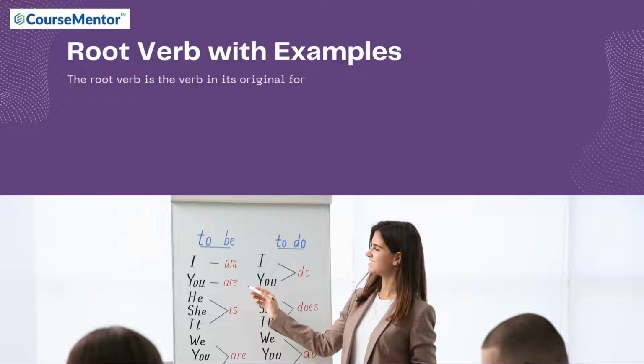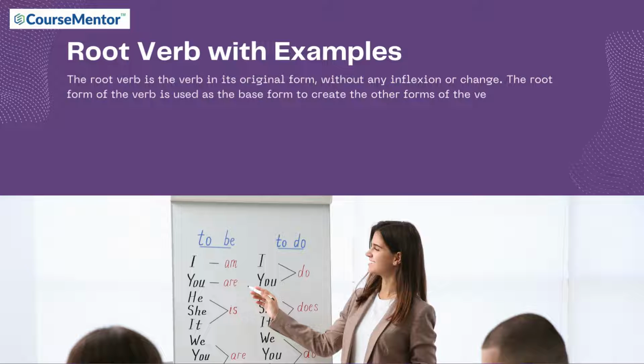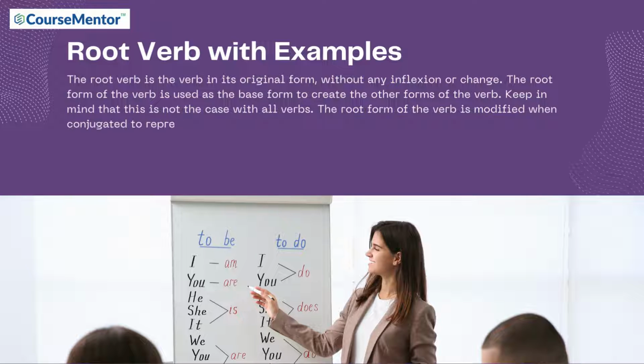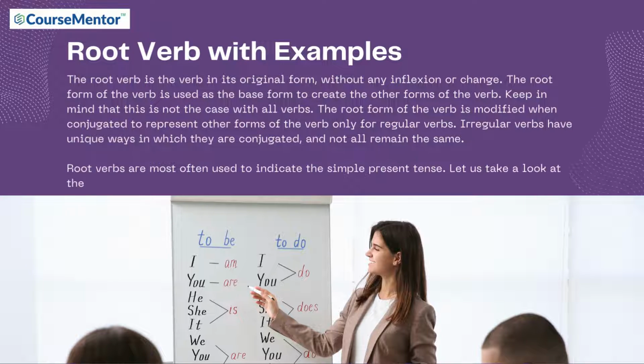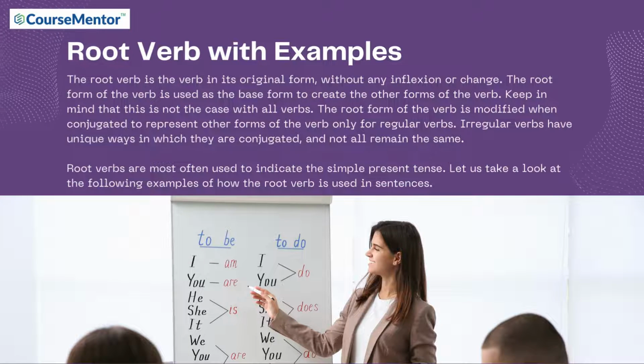Root verb with examples. The root verb is the verb in its original form, without any inflection or change. The root form of the verb is used as the base form to create the other forms of the verb. Keep in mind that this is not the case with all verbs. The root form of the verb is modified when conjugated to represent other forms of the verb only for regular verbs. Irregular verbs have unique ways in which they are conjugated, and not all remain the same. Root verbs are most often used to indicate the simple present tense. Let us take a look at the following examples of how the root verb is used in sentences.